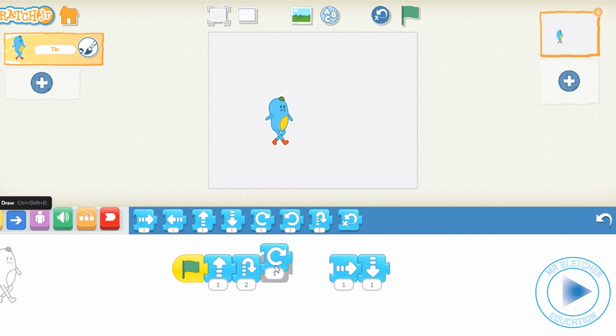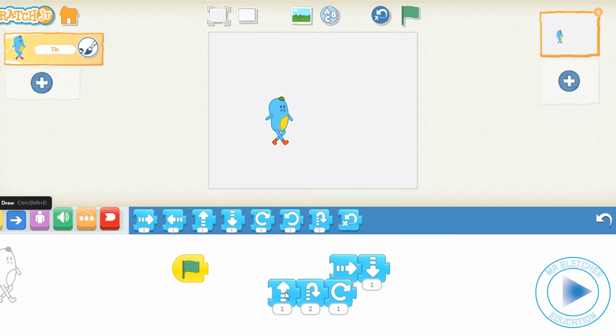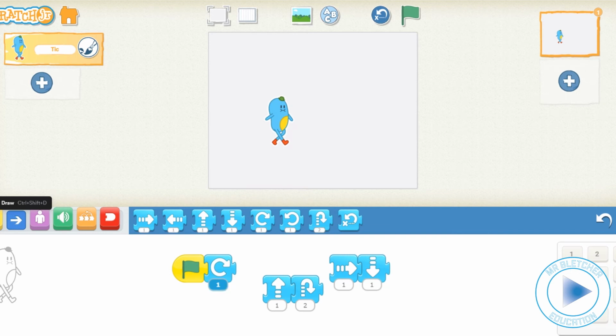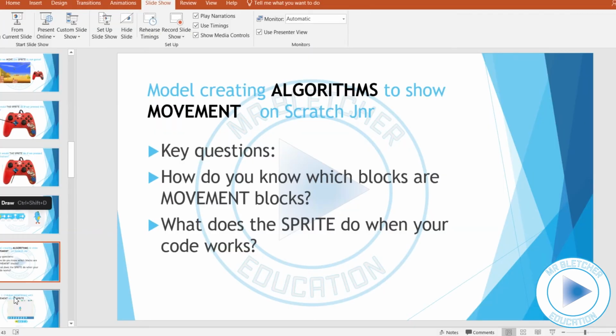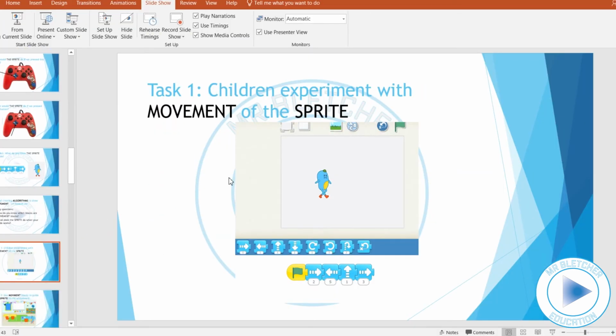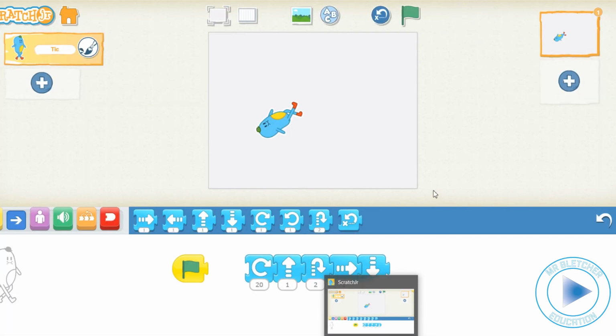And then we can get the children to play with the numbers. If I used a really big number, like 20, what do you think would happen? And there he goes, 20 times. 20 of those rotations, those small rotations. So, the first task is for the children to experiment with movement. What can they get Tick to do? And again, they learn a lot through the experimentation, as we noted last week. So it's a case of getting them to experiment purely with those movement blocks here.